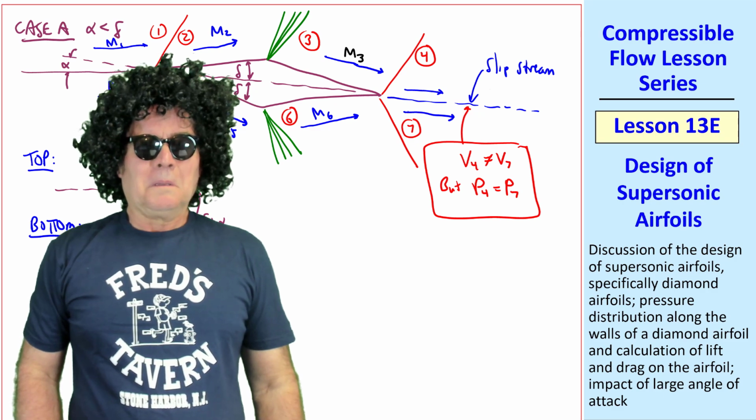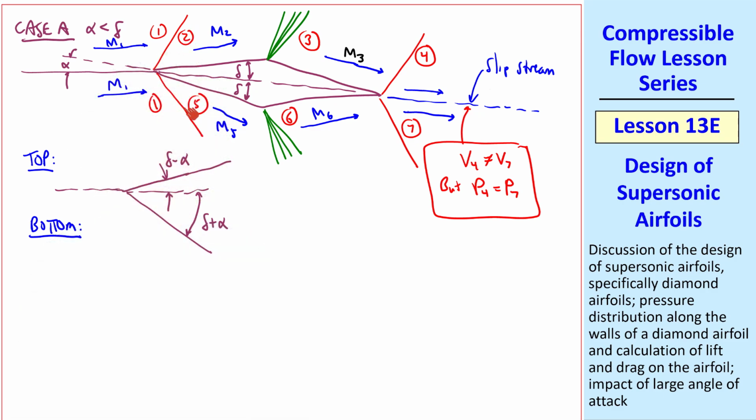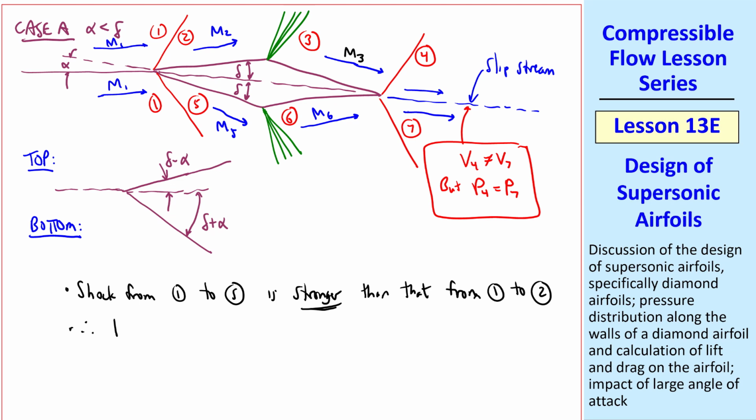Thank you. Note that we're assuming that these oblique shocks are weak, and that the flow downstream of the oblique shocks is still supersonic. Otherwise, you would not have these expansion fans. Let's do a qualitative analysis of the pressures. It turns out that the oblique shock from 1 to 5 is stronger than that from 1 to 2. Therefore, P5 is greater than P2. And similarly, P6 is greater than P3.